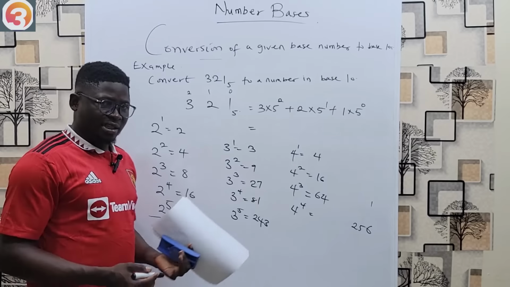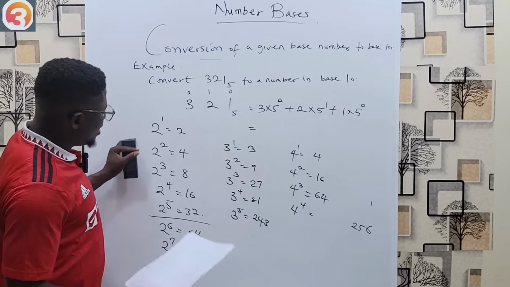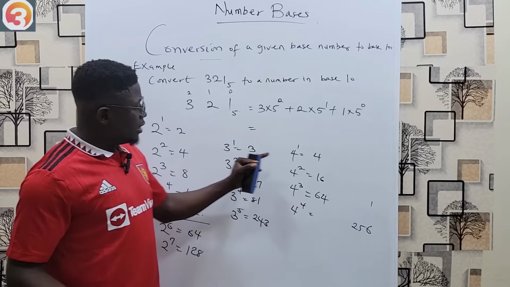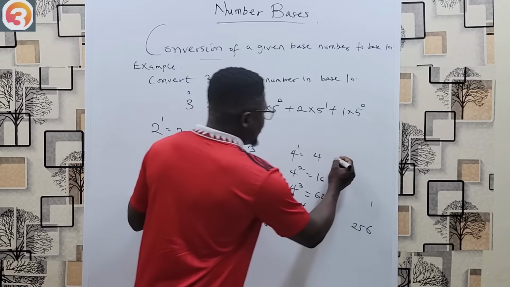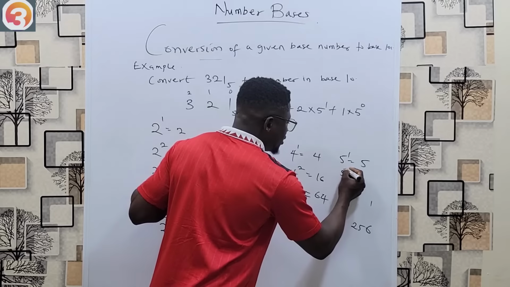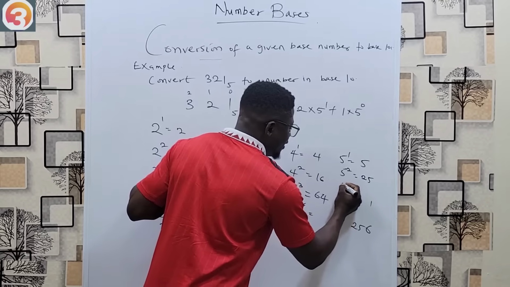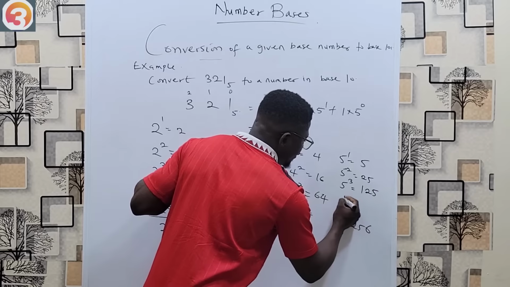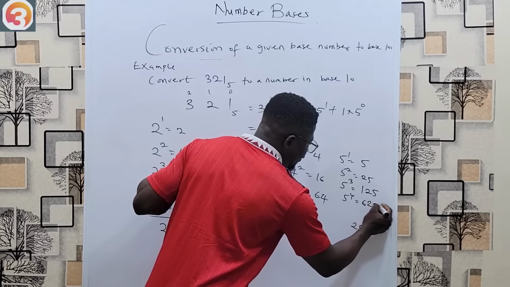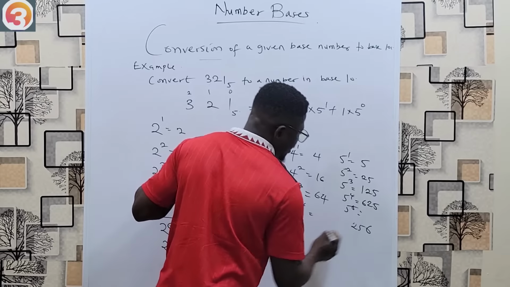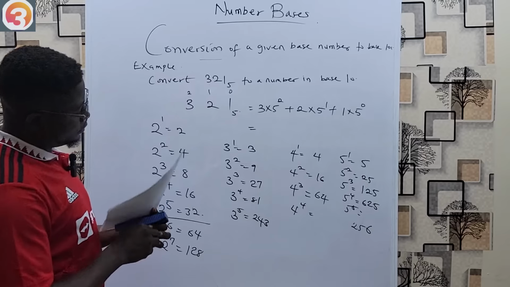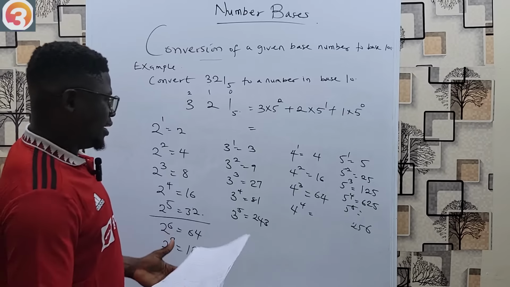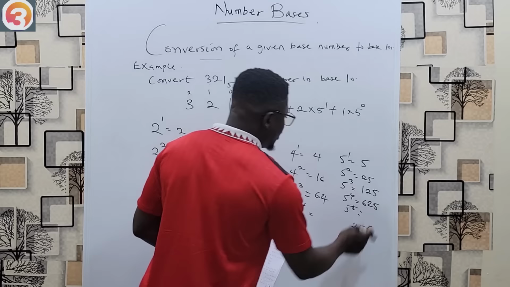Then 4 raised to power 5 should be around 1024. So you should know these powers: the powers of 2, the powers of 3, the powers of 4, even the powers of 5. 5 raised to power 1 is 5. 5 raised to power 2 is 25. 5 raised to power 3 is 125. 5 raised to power 4 is 625. And then 5 raised to power 5 should be around 3025, I guess, but it's just to multiply this 625 by 5.